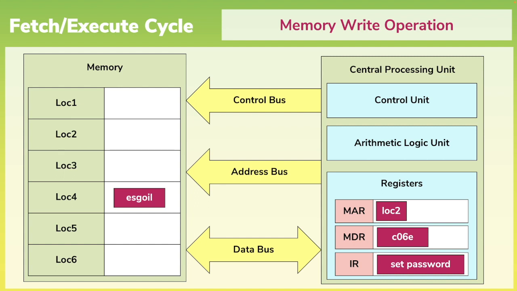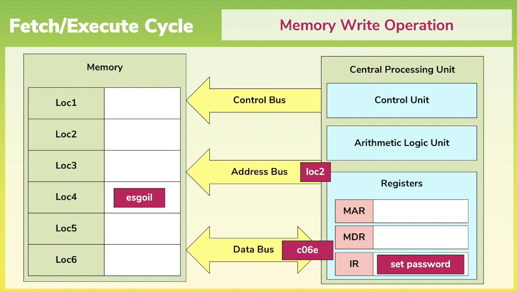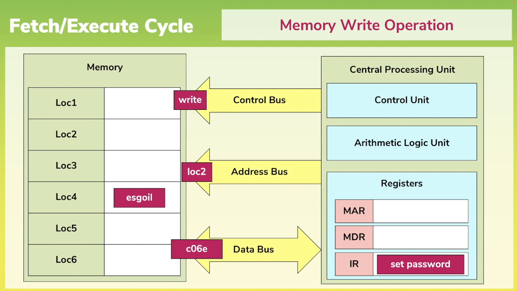Let's now have a look at a memory write operation. The memory address register sets up the address bus with the relevant memory location to be written to. The memory data register passes the data to be written to memory to the data bus. The control bus write line is activated. The data bus transfers the data to the memory location specified on the address bus.